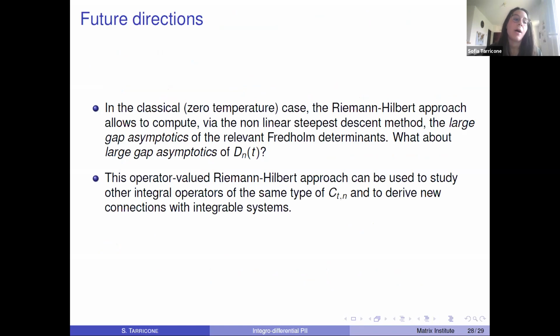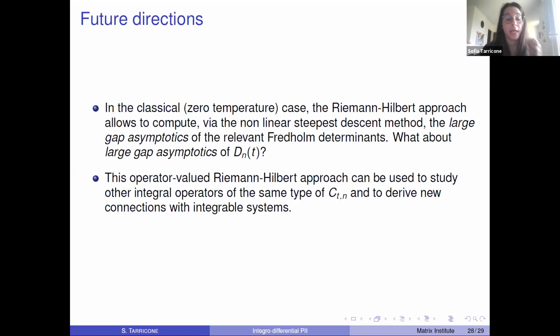Just a word about why we think that this is very nice and can be useful for the future. In the classical zero temperature case, the Riemann Hilbert approach is very useful in order to compute large gap asymptotics of the relevant Fredholm determinants. You use the nonlinear steepest descent method, and you can get these asymptotics at t going to minus infinity that are much harder than the asymptotic at plus infinity. We didn't do anything about that for the moment, but the question is whether, with this new operator valued Riemann Hilbert approach, we can find a way to study large gap asymptotics for these Fredholm determinants, d_n(t).